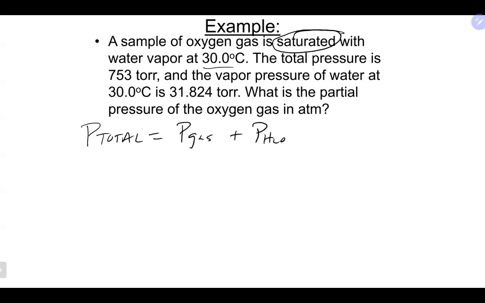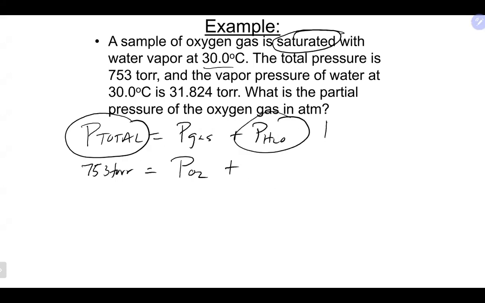So in this case, we do have the total pressure given to us, which is 753 torr. We are looking for the partial pressure of oxygen gas. And again, the vapor pressure would be a table value that you would go look up. That's why it's giving you the 30 degrees, because you would go to the table and look up 30 degrees, and it would tell you the vapor pressure of water is this number. So that's what those temperatures are really there for. It's really not going into any formula here. So when we look it up, it is 31.824 torr.